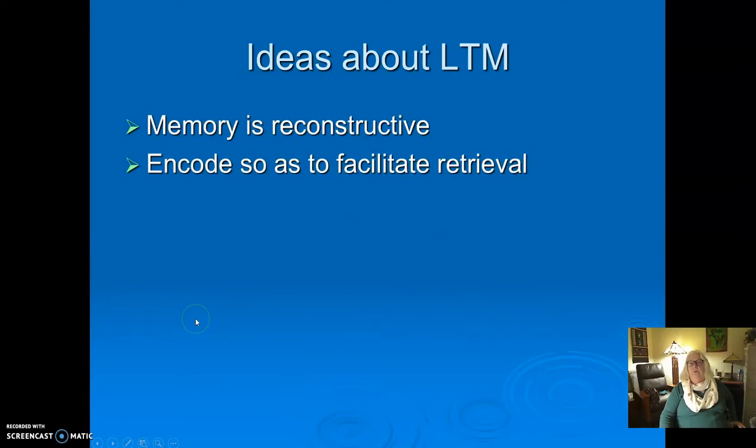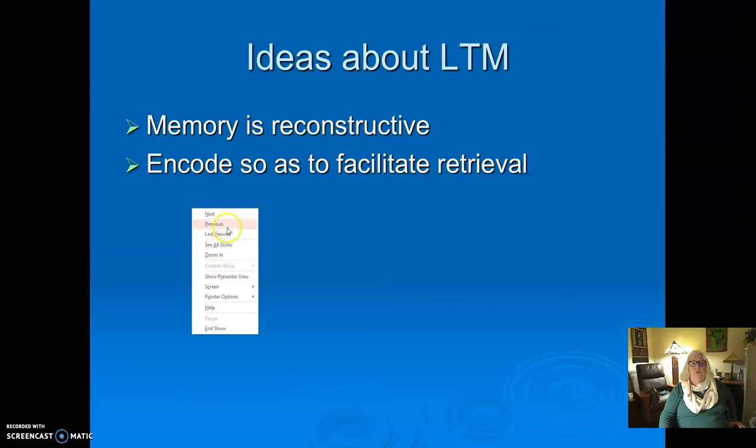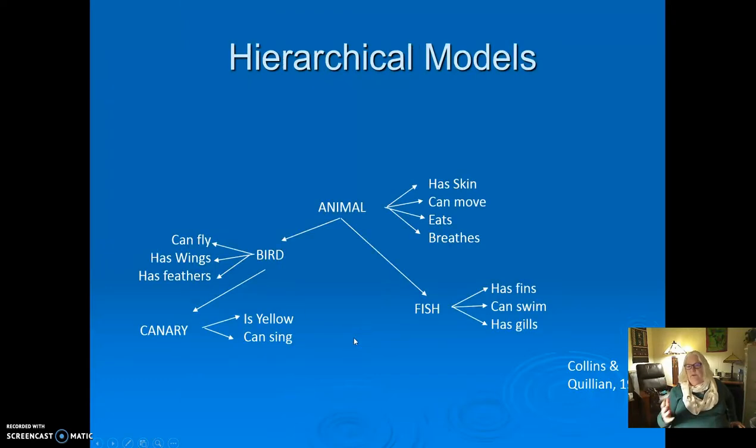And two big ideas about long-term memory. The first is we need to encode information in a way that facilitates retrieval. So if we go back to this model, we need to think about how we're presenting our information so that students can retrieve it. Information is organized. It's not all over the place. It's not in a file cabinet either. It's not alphabetical. It's by meaning. And so when we talk with students, we need to talk in ways that are meaningful.